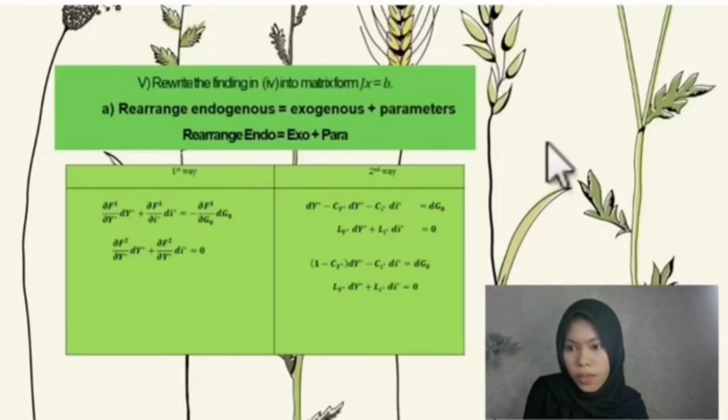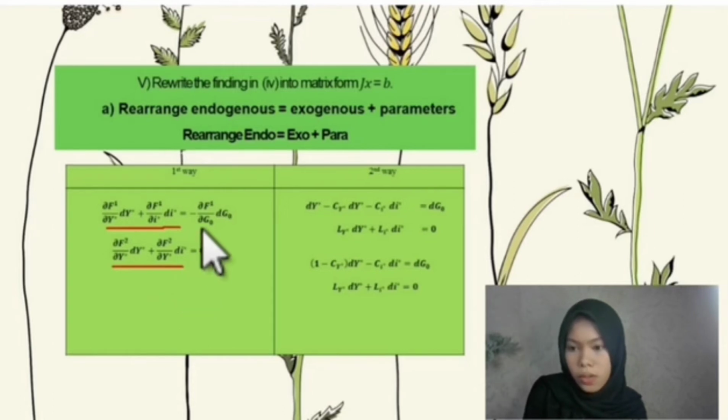So in the first step, in the first way and second way, we rearrange endogenous equal to exogenous plus parameters. It means that we put the endogenous in front and bring to the right side any exogenous or parameters. In this case, there is only the exogenous, which is dG null. So we bring it to the right side. It will turn into minus because before it was plus. For the second step, as we can see, there are no exogenous or parameters.